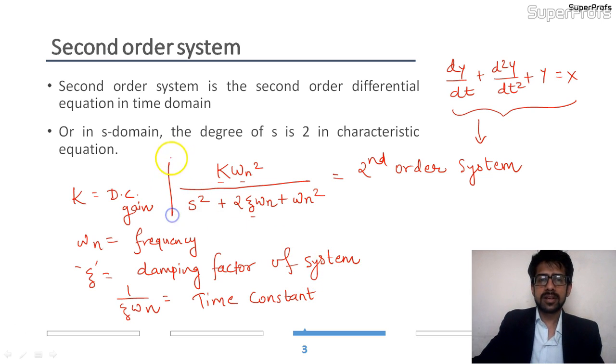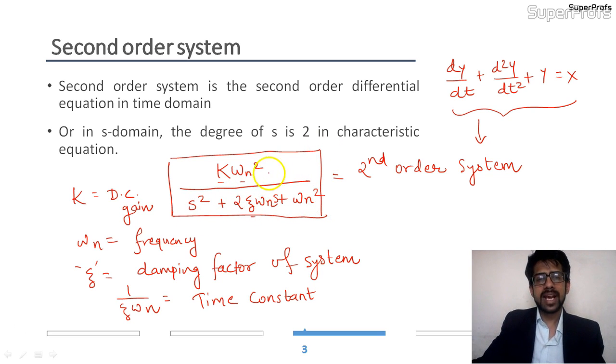As you can see in this particular function, I forgot to write s here. So the function is k omega n square divided by s square plus 2 zeta omega n s plus omega n square. The highest power of s in the characteristic equation is 2, and hence this is a second order system. We will look at the significance of the following terms in the next slides.